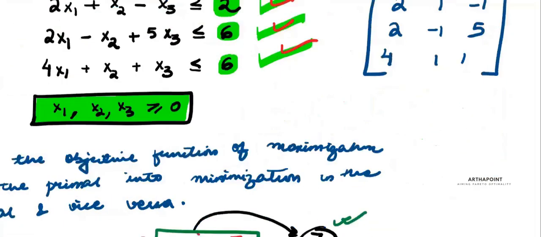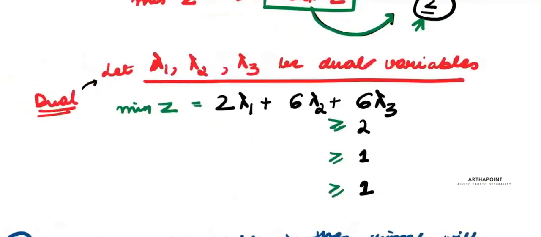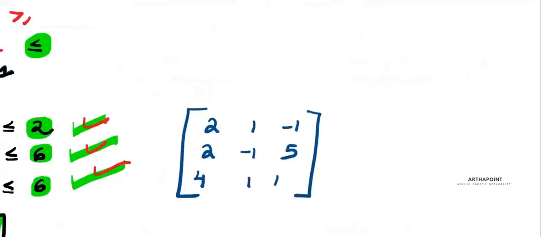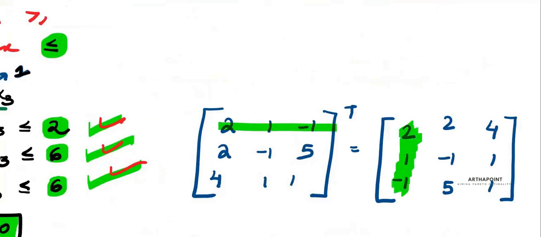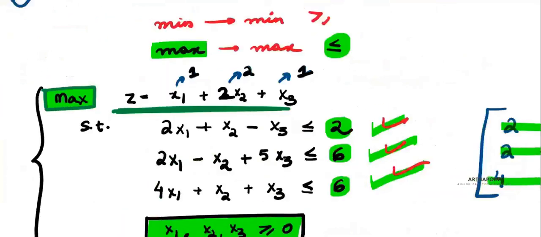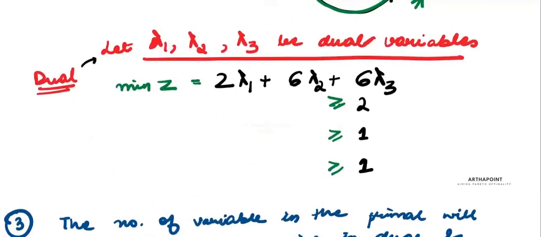I will go ahead and I will transpose this matrix. And when I transpose this matrix, you know, row will become column, column will become row. So the transpose of this matrix will be 2, 1, minus 1, 2, minus 1, 5, 4, 1, 1. Right, isn't it? So you will go ahead and you will get this here. This will become here. This will come here. And this will come here. So now I will take these as it is. So from there, I will get 2, 2, 4, 2, minus 1, 1, minus 1, 5, 1.